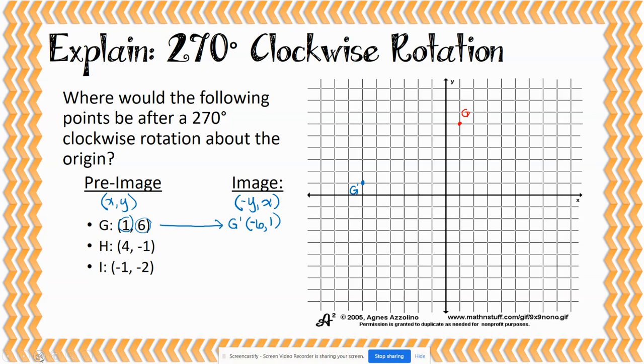Now H is located at (4, -1). So that would be right 4, down 1. So here is H. Now, if I'm going to rotate it 270 degrees clockwise, then I'm using this formula, opposite y, x. Well, my y was -1, so the opposite of that is +1. My x was 4, so I'm keeping that, which is 4. So H prime will be located at (1, 4). So that would be right 1, up 4. And it would end up being right here.